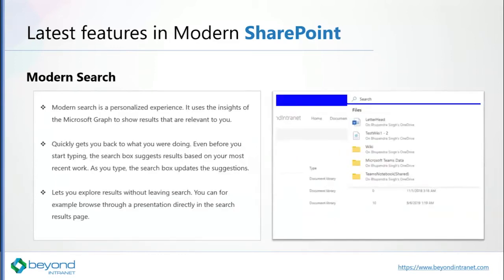Which brings us to modern search. Modern search is a key factor of modern SharePoint, and that's based on experience that Microsoft gleans with Microsoft Graph within the system and keeps track of your work over time or the individuals. And that allows for suggestive search results that will be presented to you on a page that also allows you to explore those results without leaving the page. And that can be very helpful and save a lot of time as well.